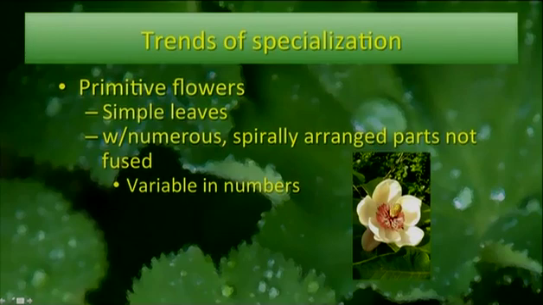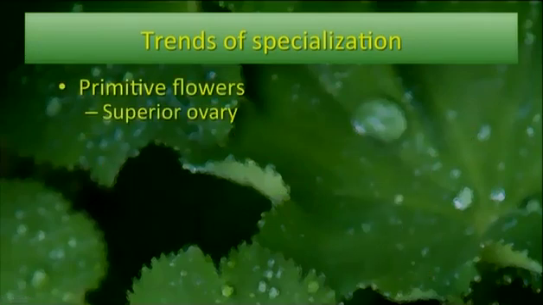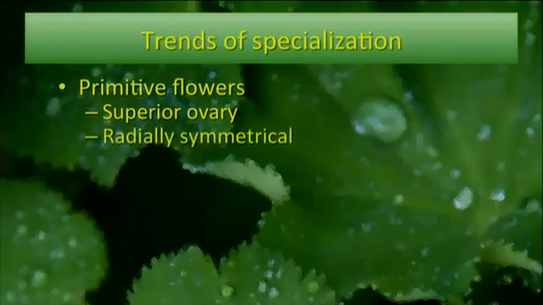You can hardly even count them. Primitive flowers also have what they call a superior ovary. That doesn't mean that the ovary is superior. It does actually mean that the ovary is superior. What happens is that the ovary is actually above the attachment point of the rest of the flower. Okay. And they're also radially symmetrical.